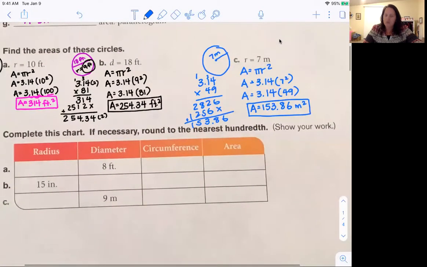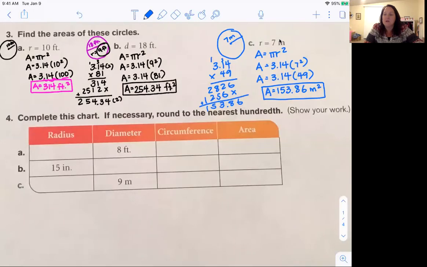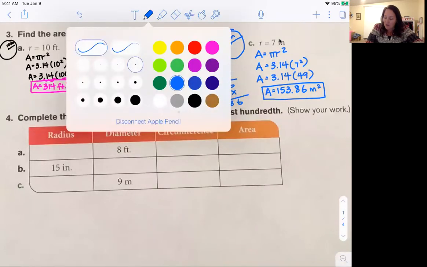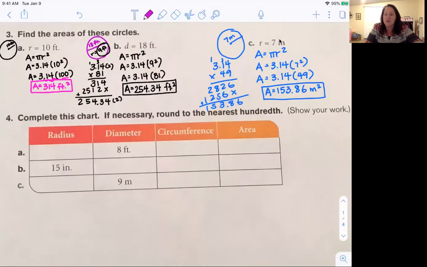Okay, so these little charts keep coming up, and these little charts are very, very important because they are helping us with learning how to find radius, diameter, circumference, and area. So let's go to A. Now remember, we have to read the directions. Complete this chart if necessary, round to the nearest hundredth. Okay, so now we have direction. Direction says to round to the nearest hundredth. If I have a diameter of 8 feet, how do I find radius? That's right, divide by 2. So 8 divided by 2 is 4 feet.